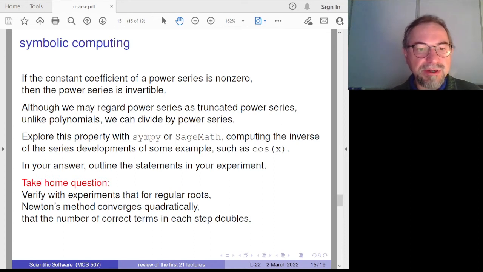There might be simpler experiments. So the inversion, say of taking a square root, for example, could also be an interesting problem. Verify that Newton's method still converges quadratically. So the number of terms that you use in each iteration can actually double.